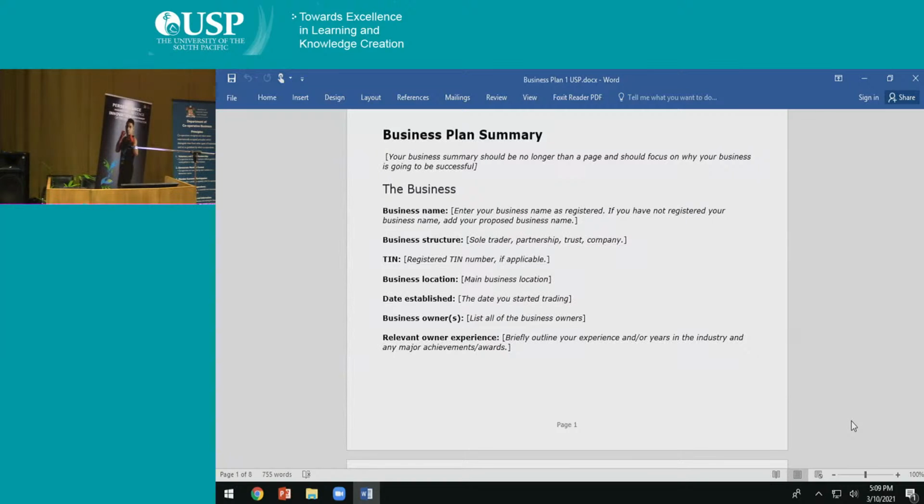You have a location. Location for your business should be very clear. Location. Your date established. If you're a business owner, sole trader, just write your name. If you have partners, write your partners' names. And your relevant owner's experience, real experience. If you are one of the carpenters, and did the carpentry, include all those.